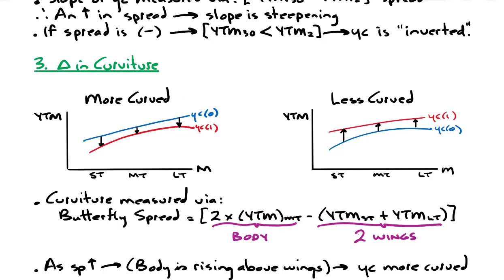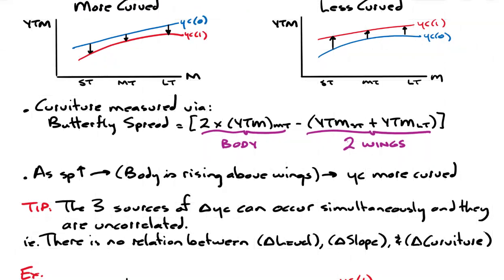On the other hand, less curved, let's see here, starting from the blue line, which is the original yield curve, you could see how the red line is less curved, right? So what happened there? Well, the short end and the long end increased in yield more than the middle. Now, to measure curvature, we look at what's called the butterfly spread right there.